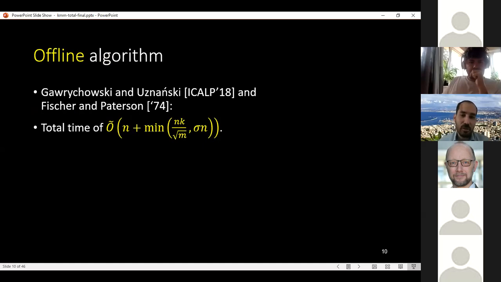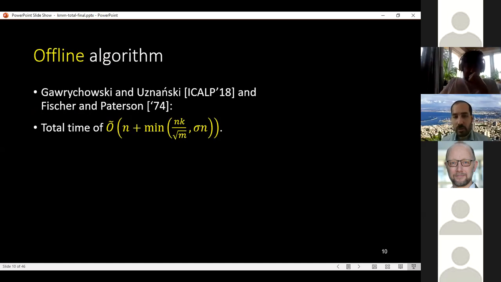And for the offline settings, the state of the art depends on several parameters. So for small alphabet, the state of the art is the classic algorithm from the 70s of Fischer and Paterson that runs in time sigma n log m, or O tilde of sigma n. And for general alphabet, the state of the art is by Pavel and Przemek, and the running time is O tilde of n plus nk over square root m.